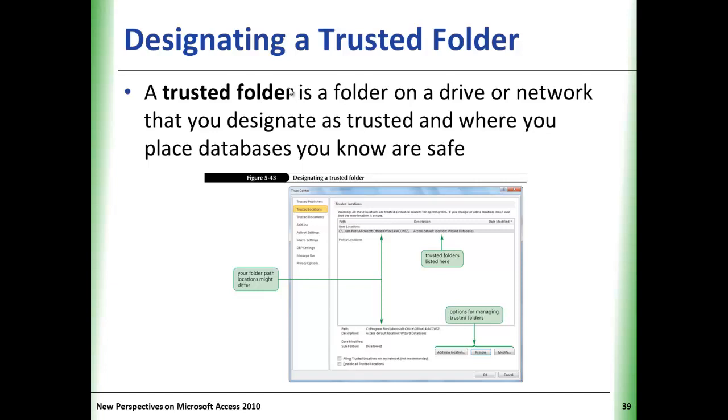Designating a trusted folder. Once you've enabled the database from a particular folder, that database is always enabled on that PC as long as it's in the same path. But you can designate a trusted folder so that you can trust your whole 168 folder on your flash drive, or your whole 168 folder on the hard drive of your PC. It's very easy to do. Just be aware that once you trust that folder, anything that you put into that folder is trusted.